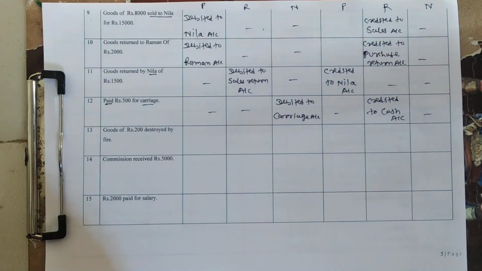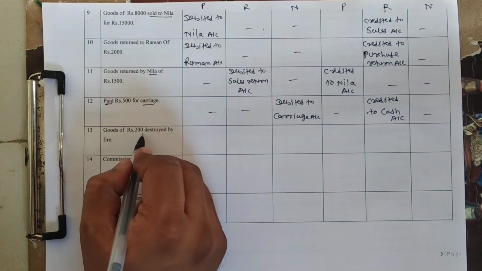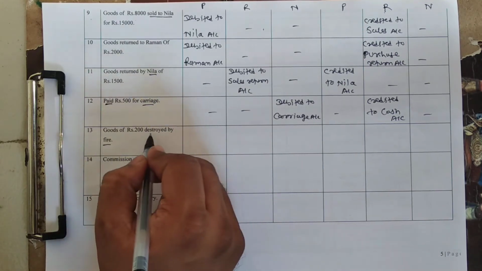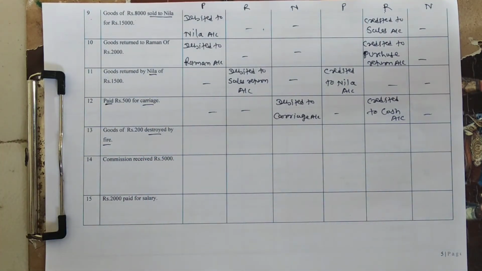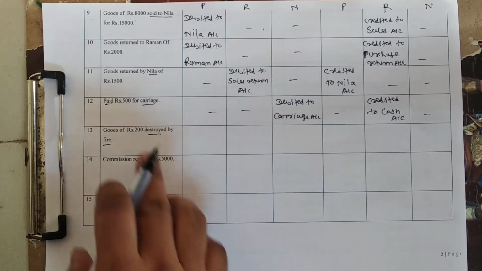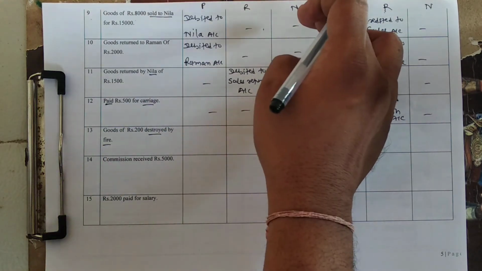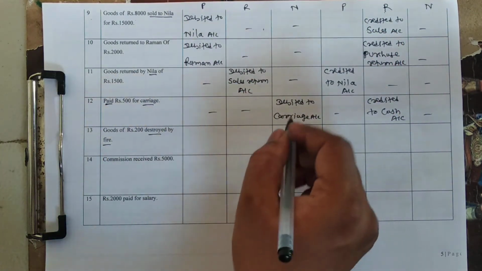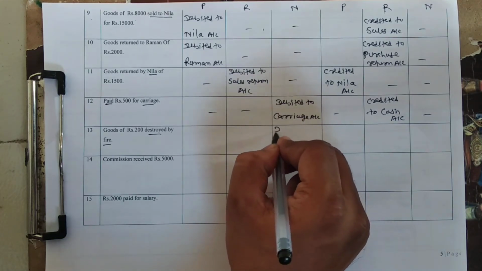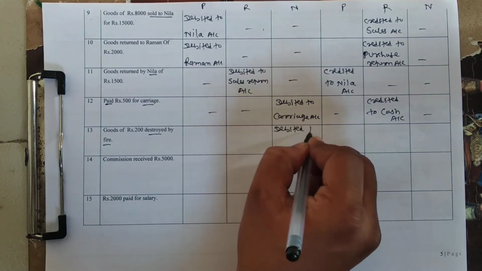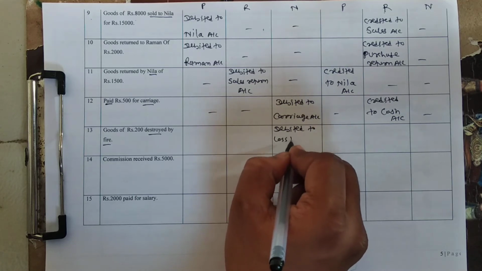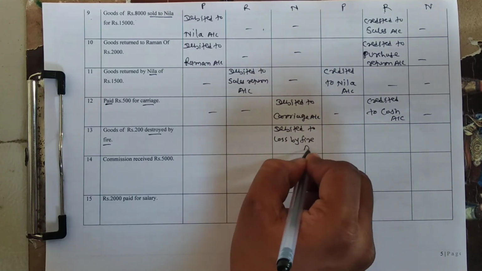Understand? Number 13, goods of rupees 200 destroyed by fire. Student, it is a special transaction. Fire does not occur regularly, it is an abnormal transaction. So what will be the double effect of this transaction? Due to fire occurring in the business, there is a loss. Loss means nominal account. And which account is affected? Loss by fire account is affected. So first effect, debited to loss by fire account.